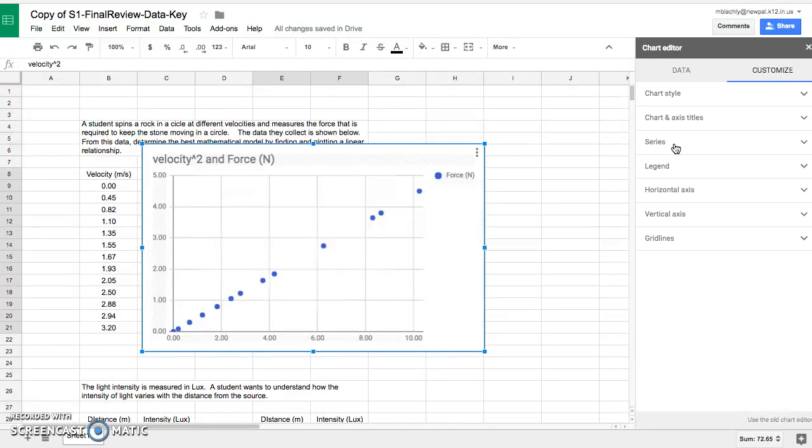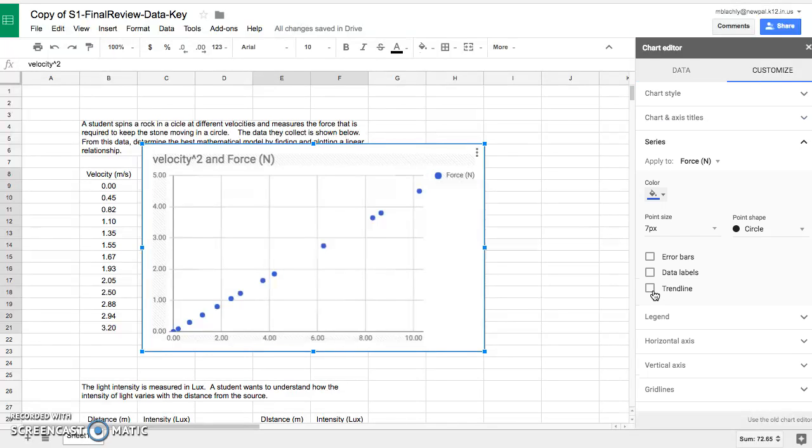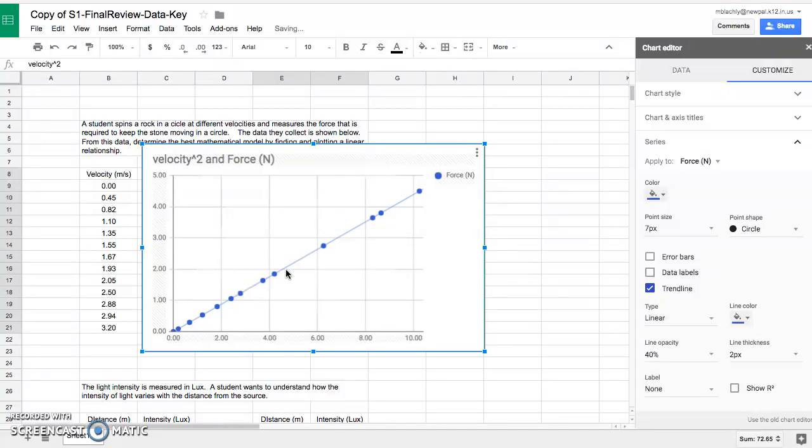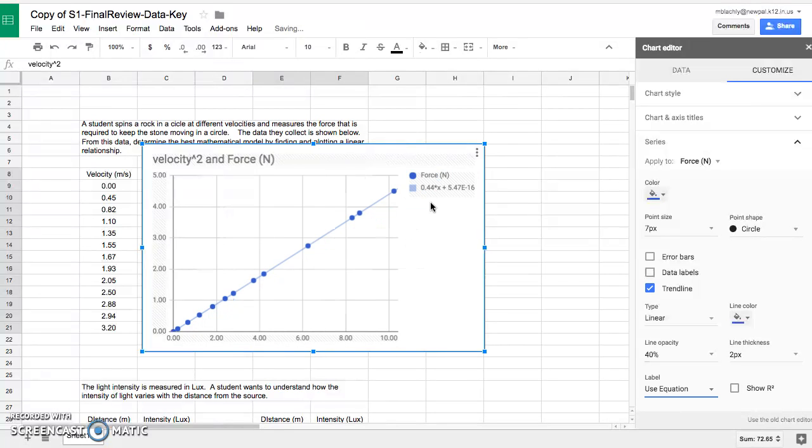So then I go to customize. Under series, I can have the computer determine the line of best fit, and you can see a straight line does a very good job of modeling this data. I go down here to label, and I tell it to use the equation. So the computer thinks y equals 0.44 times x.